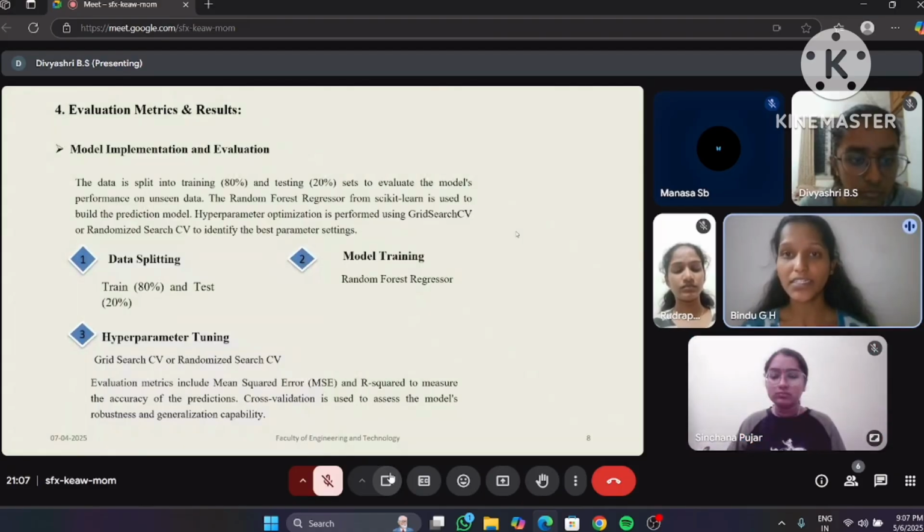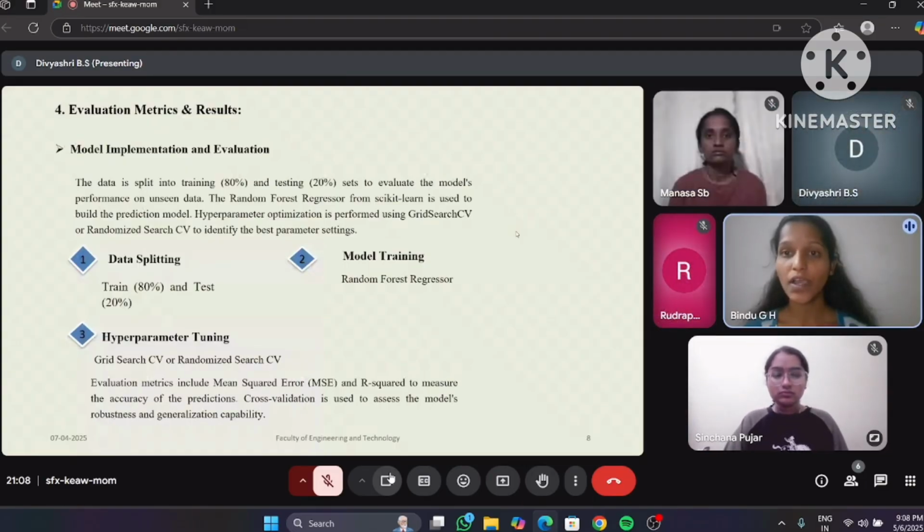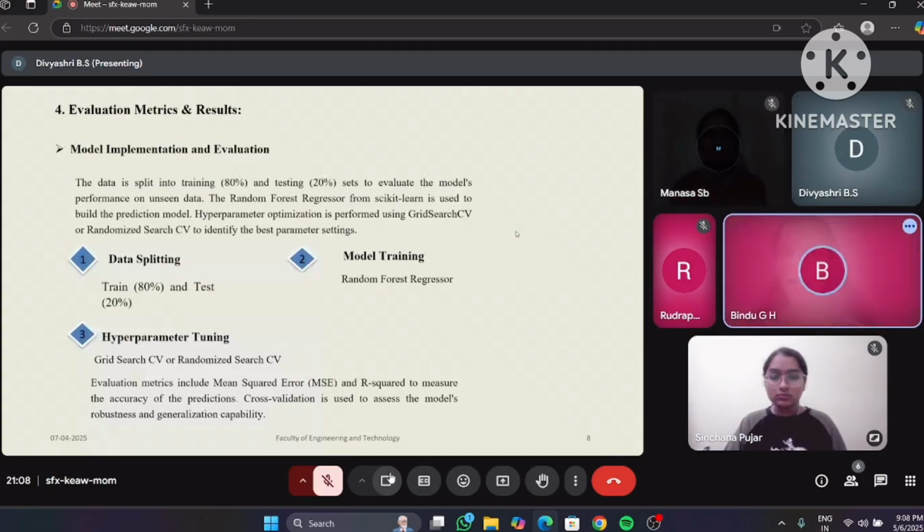Coming to the data splitting, training 80% and testing 20%. Model training is a random forest regressor. Hyperparameter tuning, GridSearchCV or RandomizedSearchCV. Evaluation metrics include mean squared error and R squared to measure the accuracy of the predictions. Cross validation is used to assess the model's robustness and generalization capability.